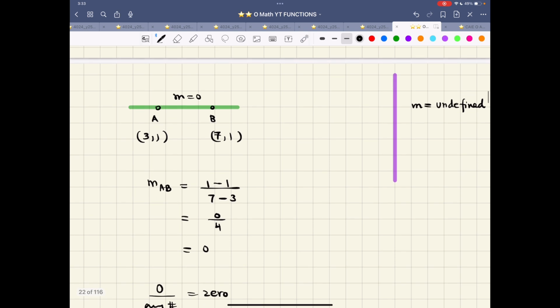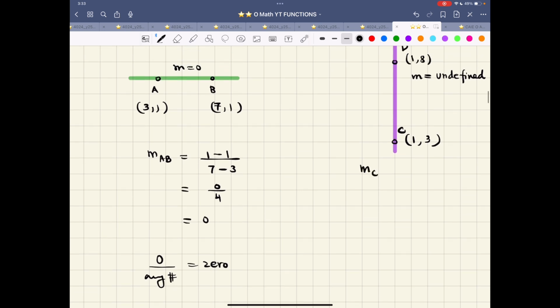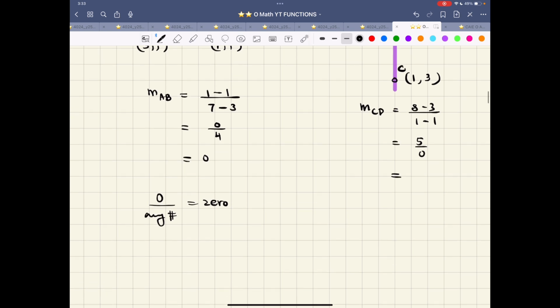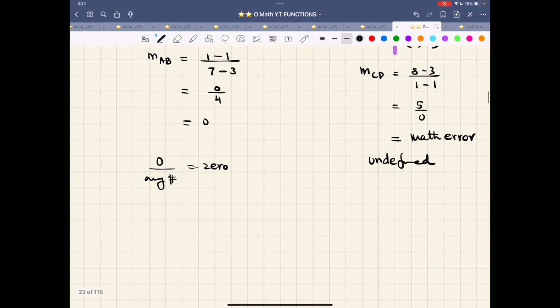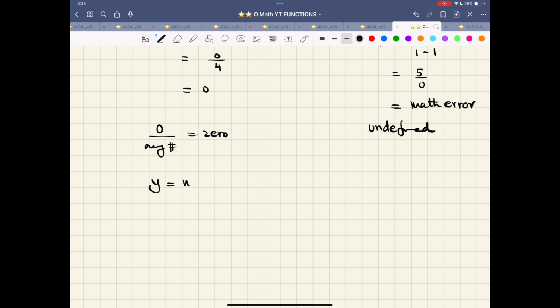And over here, let me mark a point 1 comma 3. Let me mark a point 1 comma 8. Let me call it C. Let me call it D. So gradient of CD, that is 8 minus 3 over 1 minus 1, which is 5 over 0. When you put it in the calculator, it says mathematical error. It's undefined. So when a line has a gradient of 0, y is equal to mx plus c becomes 0 plus c. Therefore, we are left with y is equal to c. That's another way of explaining the idea.